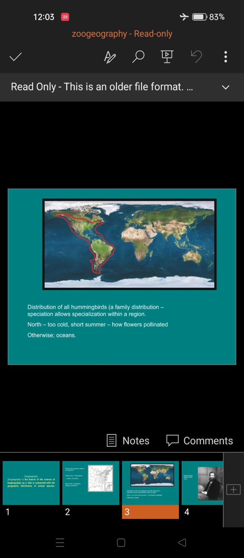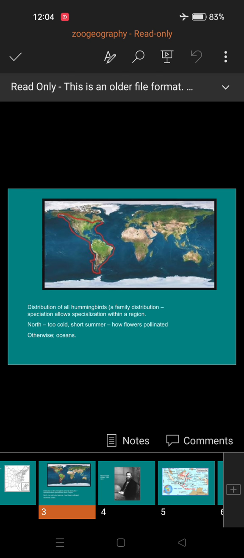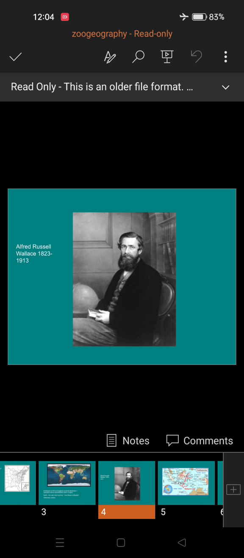So you can see the distribution of all hummingbirds, the family distribution, where speciation allows specialization within a region. In the north there is a cold, short summer, and how the flowers are pollinated, otherwise the oceans. Alfred Russel Wallace, whose lifespan was 1823 to 1913, was the father of zoogeography.